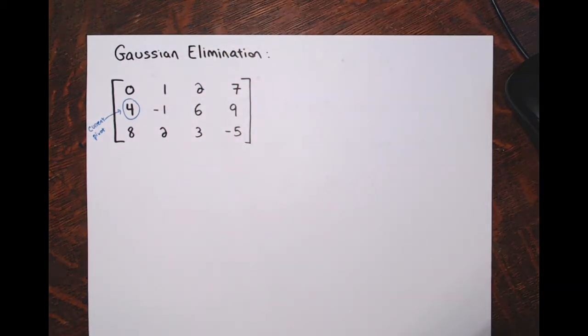Now that's not in the first row, right? Step 2 was if the current pivot is not in the first row, switch the first row with the row that contains the current pivot. So I'm doing one of those, remember the elementary row operations.